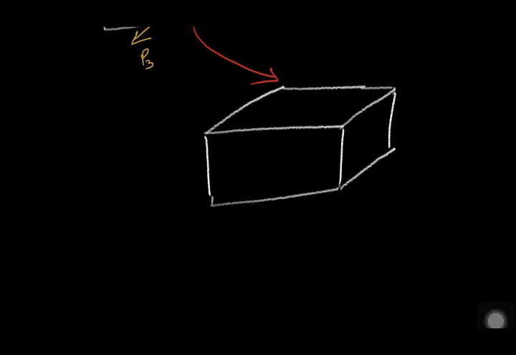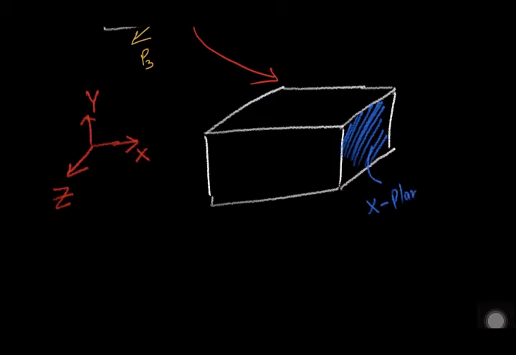All right. And now let me draw a frame of reference like this. Call this axis the x-axis, call this axis the z-axis, and call this the y-axis. Therefore, this plane will be the x plane, having a cross-sectional area of A.